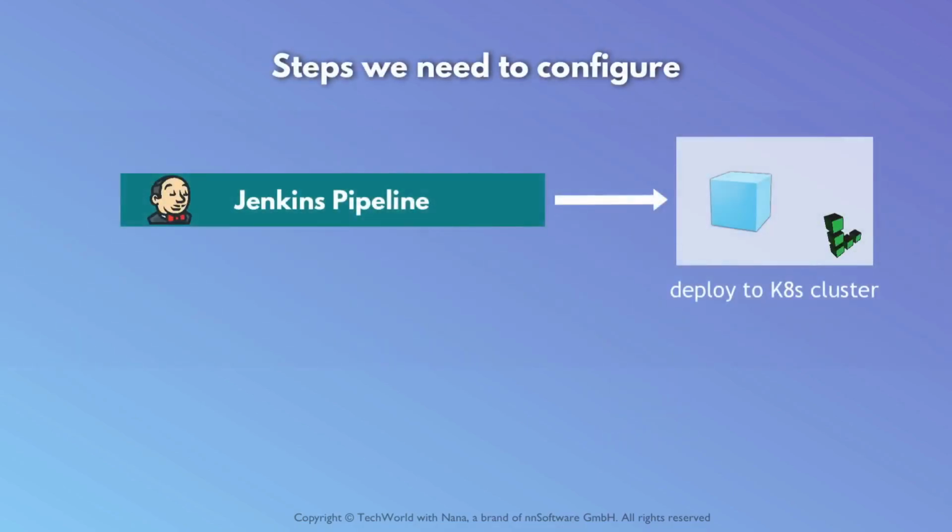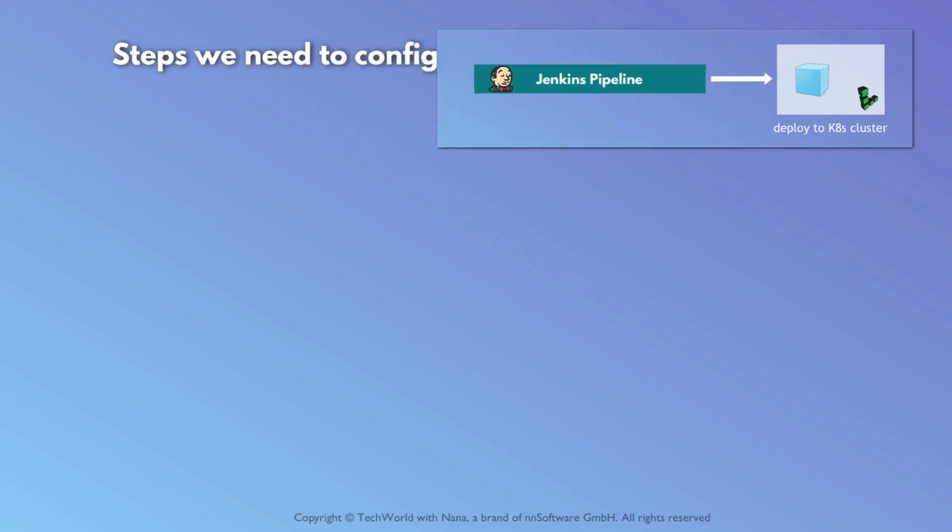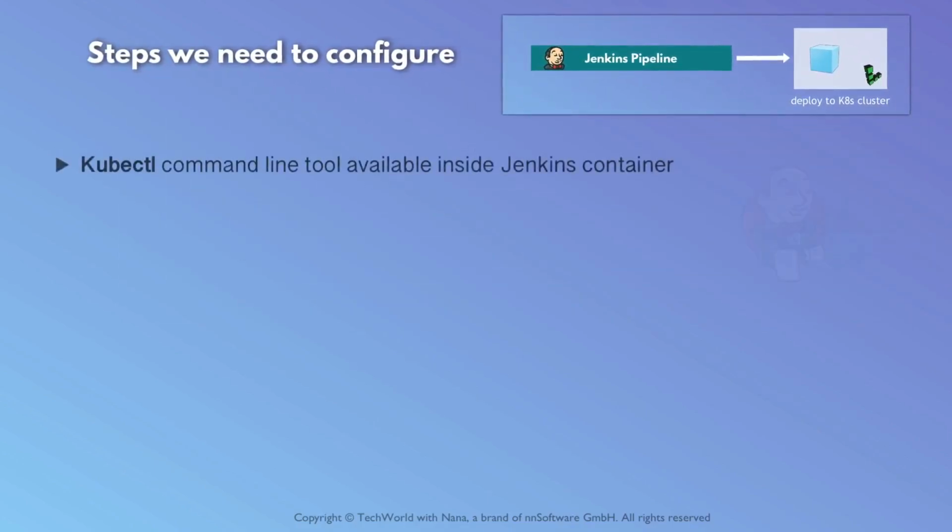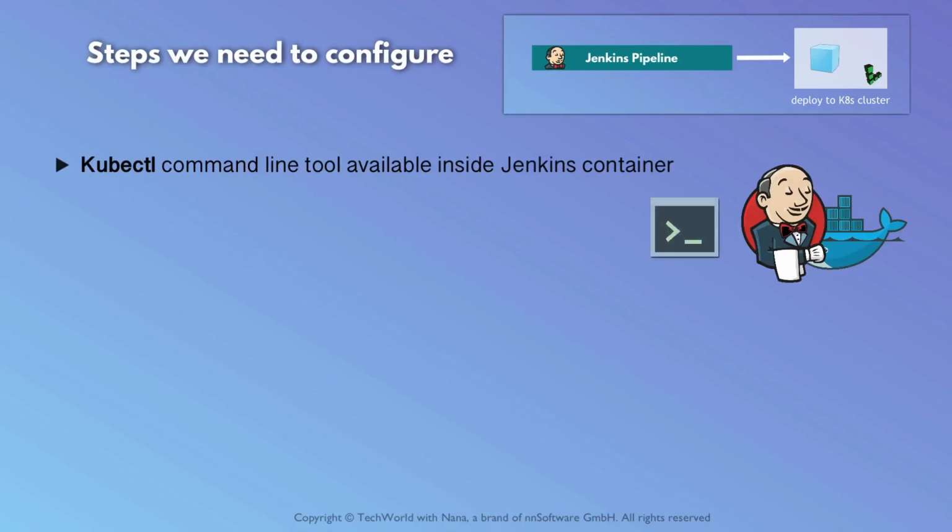So in this case, there are 4 things that we need to do. The first one is having kubectl command available inside Jenkins container, which we already did. So we have kubectl command already installed. So we have that step already completed.